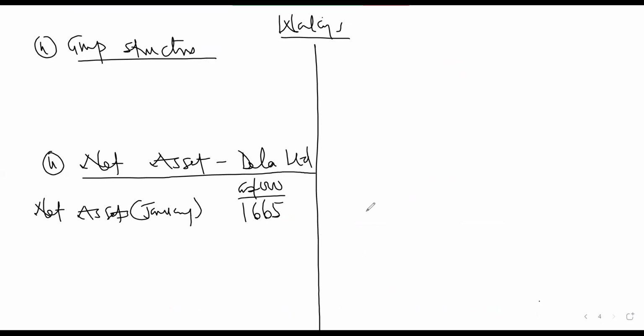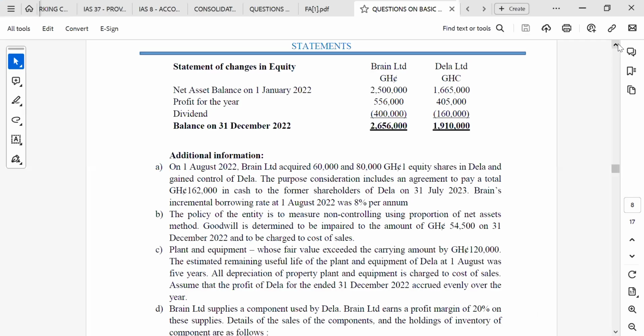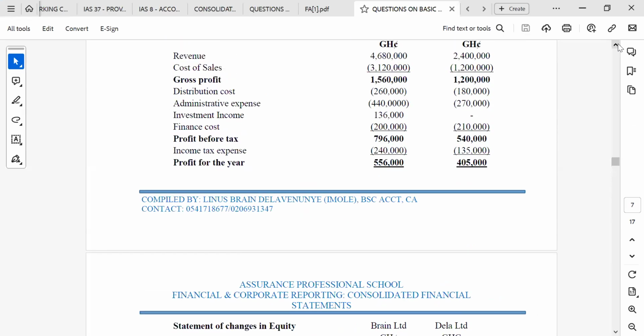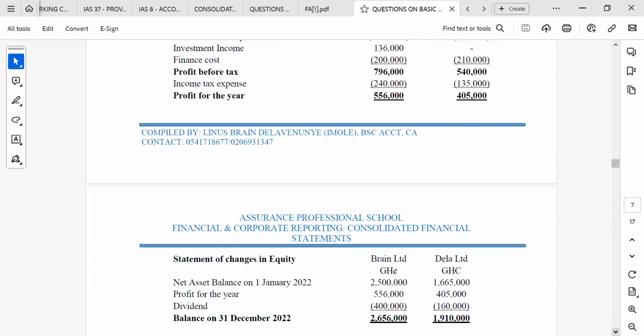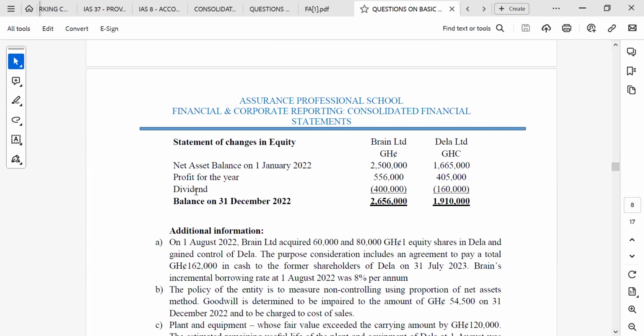But they have been acquired when? 1st August. Okay. So it means that we need what? 7 months of profit to add so that we can get our total net asset at acquisition. When they have not given us when the dividend has been paid, there is no pre-acquisition dividend over here. We assume that the dividend has been paid at the end of the year.